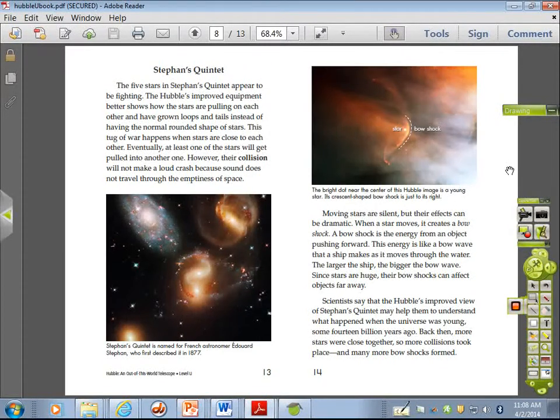Oh, Stephan's Quintet. Let's look at this. The five galaxies in Stephan's Quintet appear to be fighting. Doesn't this kind of capture your interest? How can galaxies be fighting? Stars are pulling on each other and have grown loops and tails instead of the normal rounded shape of stars. It's a tug of war. That's going to be fun to read.